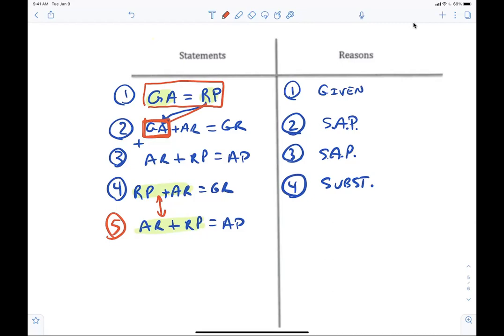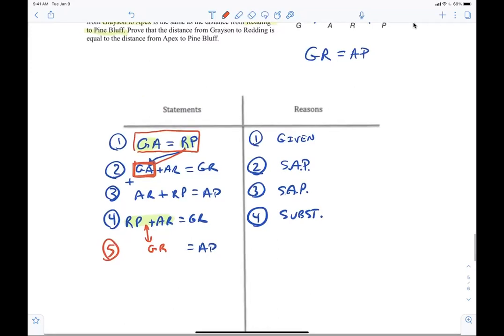Yeah, but I'm saying this piece right here, I'm wiping out. Watch me erase. And what am I putting in its place? Why am I putting GR? Yes, the segments are equal, but that's what I'm trying to prove, isn't it? Aren't I trying to prove GR is equal to AP?